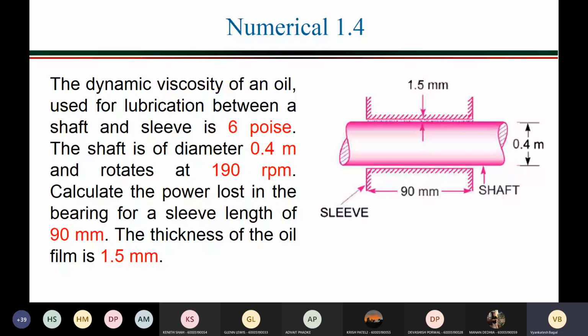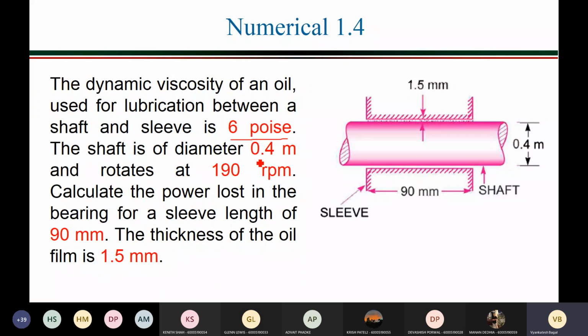Yes. Take down next. Now this is also pretty similar to what you did in numerical 1.3. So we have again the same kind of arrangement, that is shaft and sleeve. The dynamic viscosity of an oil used for lubrication between shaft and sleeve is 6 poise. Now remember, this time the dynamic viscosity is given, but the unit is poise. You know the relation between the poise and the SI unit, which is Newton second per meter square, right? So we have already noted down in the last lecture that 1 Newton second per meter square is equal to 10 poise, right? So here we will convert this poise into Newton second per meter square.